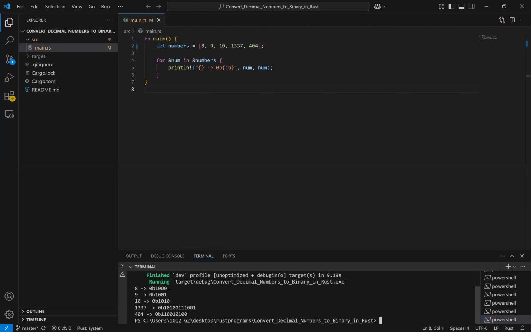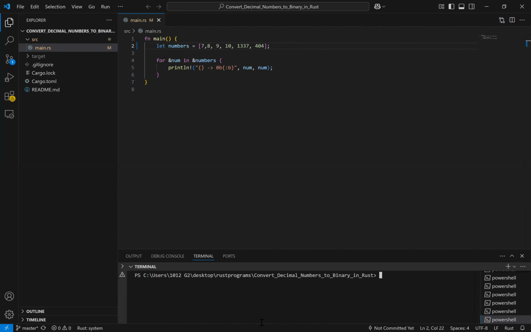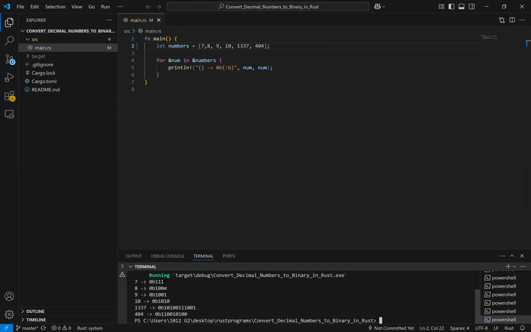What about 7? I expect 7 to be 3 ones. It's a 3-bit number. Let me just see. Yes, 3 ones. Because this one is 1 and then 3 zeros, how many bits are these? 1, 2, 3, 4 bits. But this one is 3 bits, and so on.